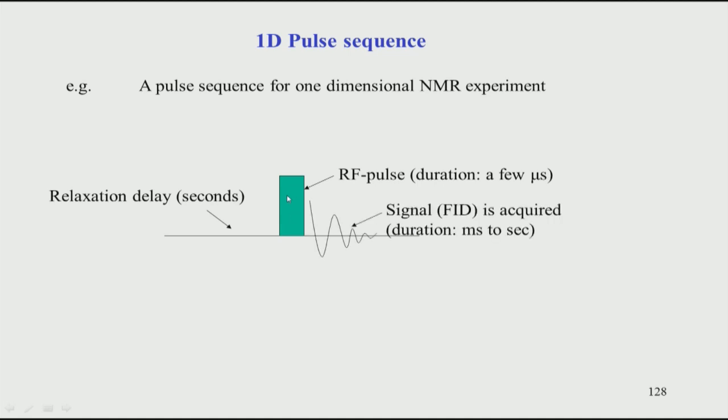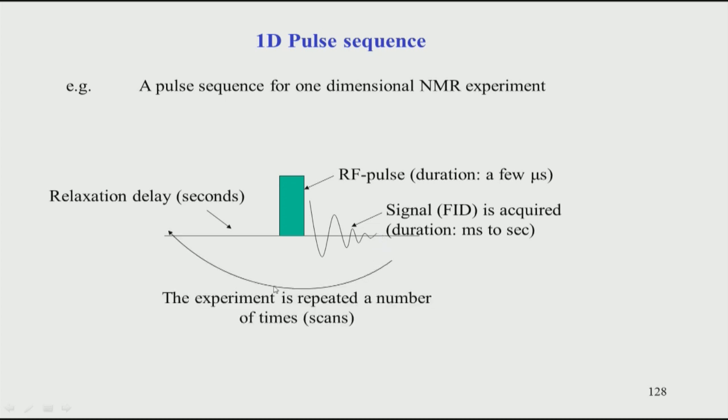So, we have a preparation period, we also use the word relaxation delay. Then you apply a pulse and then you have the signal which is called FID. Once the FID is over, we need to go back to this position, again wait for this preparation delay, the relaxation delay, and again repeat this whole sequence. This is how a 1D NMR experiment is done, by repeating this particular sequence a number of times. That is why we use the word pulse sequence. This is the sequence of delays and pulses.